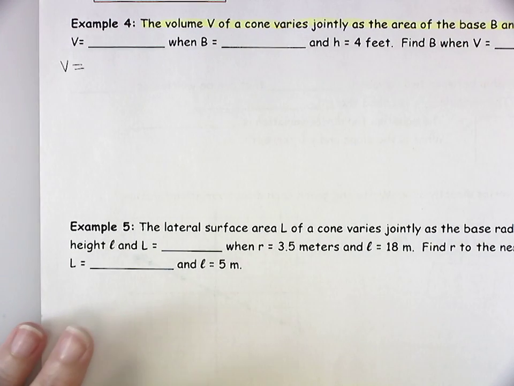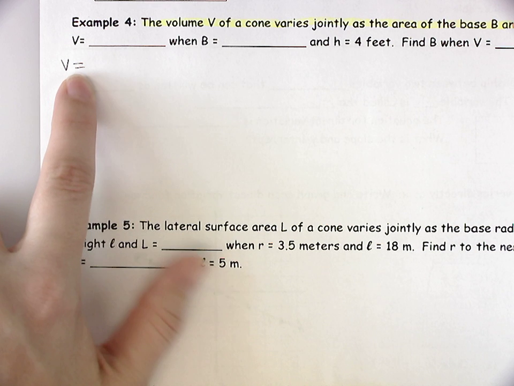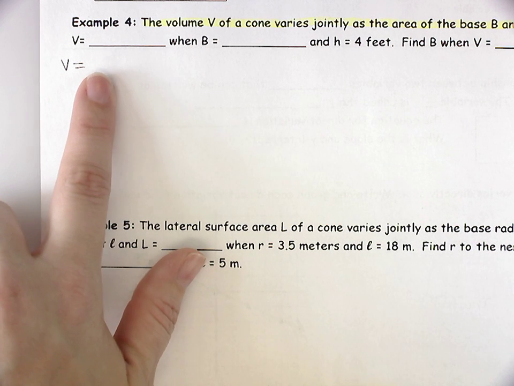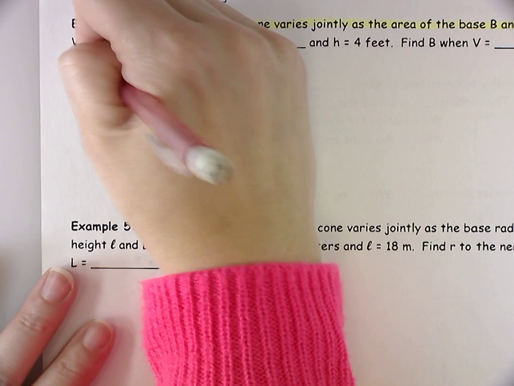Okay, Grace, tell me what you're thinking. Let's think. What's one thing you know has to be in the equation? We're just going to write it with variables first. So the volume V varies jointly, so I'm going to start with V equals, and what variables have to be on this side? Yeah, B, h, and k. So it's k times B times h. Yep, you got it.